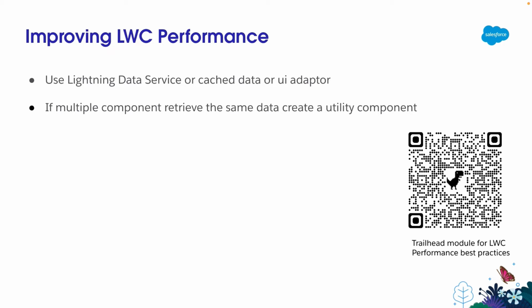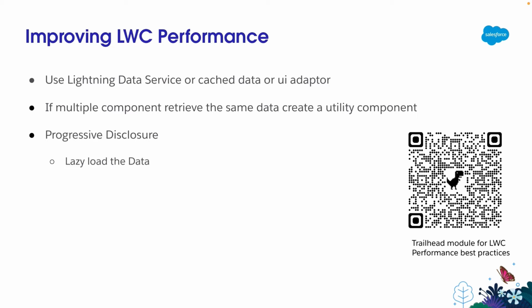Next, if you have multiple components retrieving the same data, we recommend that you create a utility component so that the utility component can surface the same data across multiple components here, and you are not trying to query the server multiple times for the same information. The next best practice is we recommend that you adopt techniques of progressive disclosure. There are two different techniques underneath it.